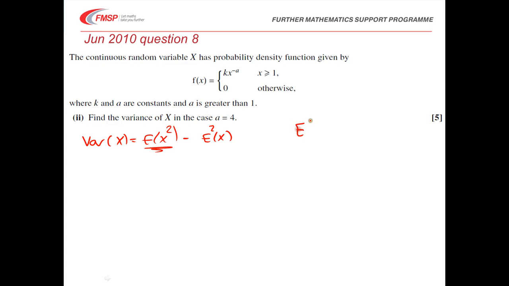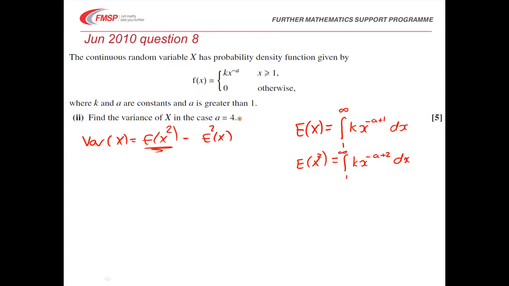So the expectation of x is going to be the integral, first of all, from the lowest value to the highest value of x times the function. So that's going to be kx to the minus a times x, which means I add 1 to the power. I also need to work out the expectation of x squared. So again, that's the integral from 1 to infinity of kx to the minus a plus 2 dx. So we need to evaluate each of these separately.